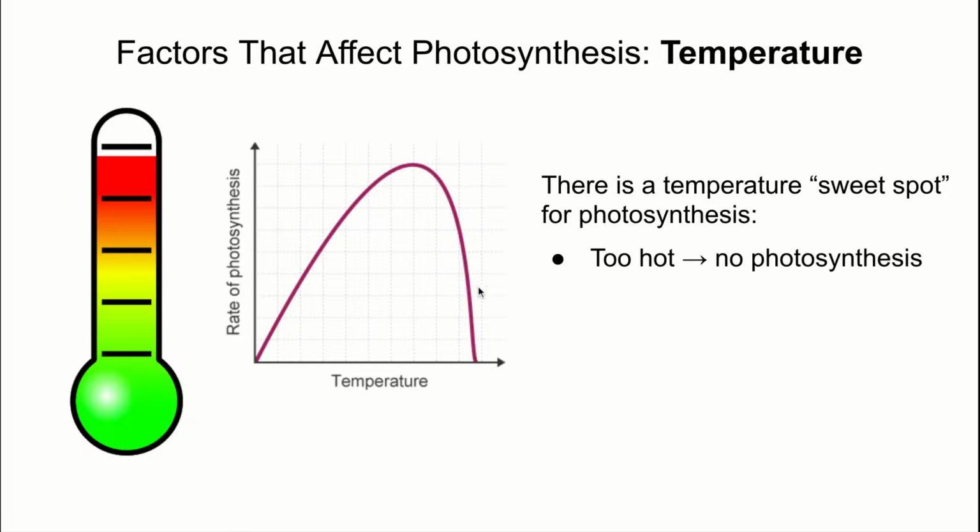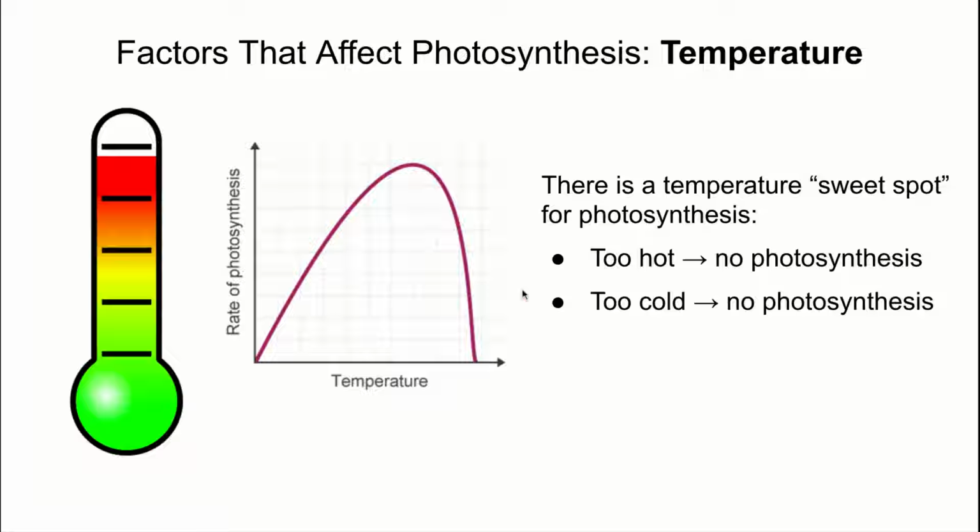If we get too hot, photosynthesis will actually slow down and eventually just stop. If it gets too hot, we won't be able to photosynthesize at all. If it gets too cold, same deal. Photosynthesis will slow down, slow down, slow down, and stop as well.